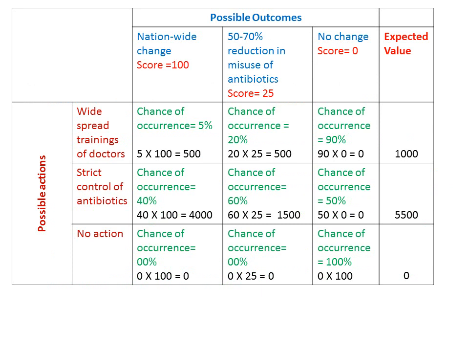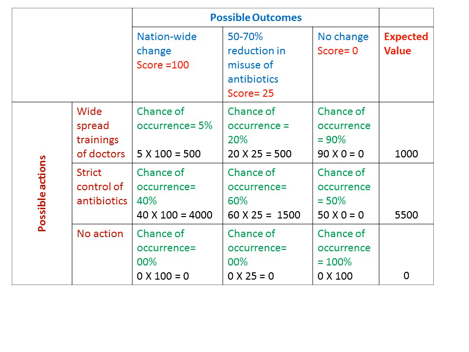Now this table lists the possible actions on the left-hand side and the possible outcomes with their scores on the upper side. We can see that the score of 100, that is, a nationwide change, has a 5% chance of occurring after training. So this gives a value of 500. The score of 25 after widespread training gives 500, and the possible outcome with the score of 0, that is, no change, has a probability of 90%, but the score of 0, so 0 value.